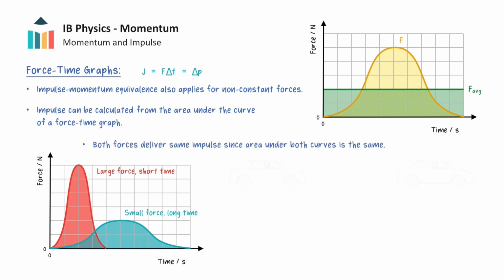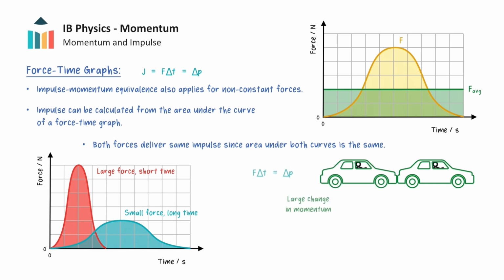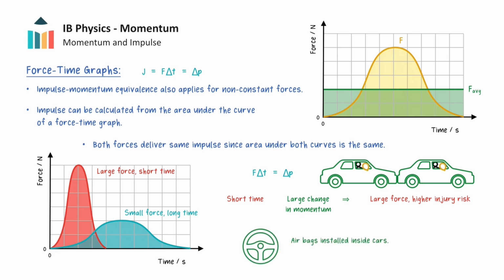This result has important implications when it comes to safety. If a fast-moving car stops suddenly in a collision, the driver's momentum will change from a large value to zero in a very short time, potentially causing injuries as the force exerted on the driver will be large if the person is unrestrained. So cars will be installed with airbags which will inflate during a collision. Airbags will increase the time taken for the driver to stop, and if the change in the driver's momentum is the same, a longer stopping time will reduce the force on the driver and the possibility of injury.